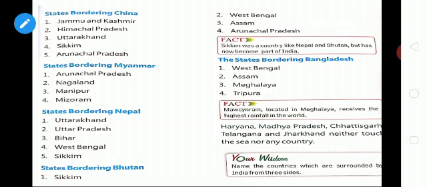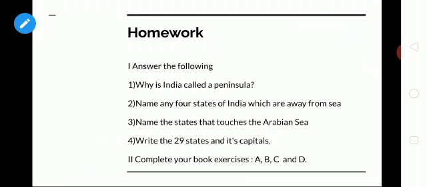Now note down your homework. Answer the following. Why is India called a peninsula? Name any four states of India which are away from the sea. Name the states that touch the Arabian Sea. Write the 29 states and their capitals. And then complete book exercise A, B, C and D, that is, choose the right answer, fill in the blanks, true or false and match the following.